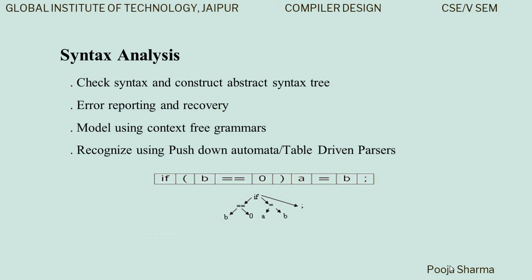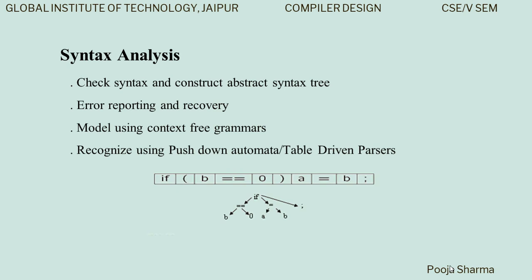The error handler in the parser has the following goals. It should report the presence of errors clearly and accurately. It should recover from each error quickly enough to be able to detect subsequent errors. It should not significantly slow down the processing of a correct program.